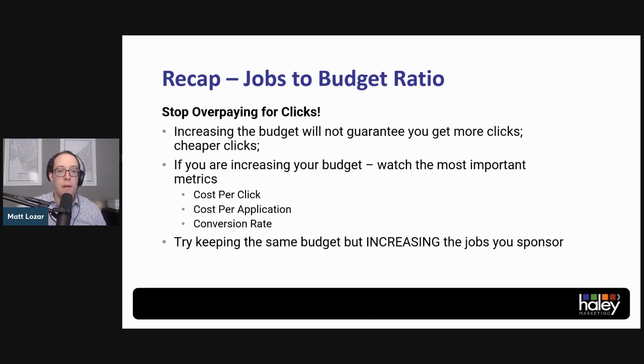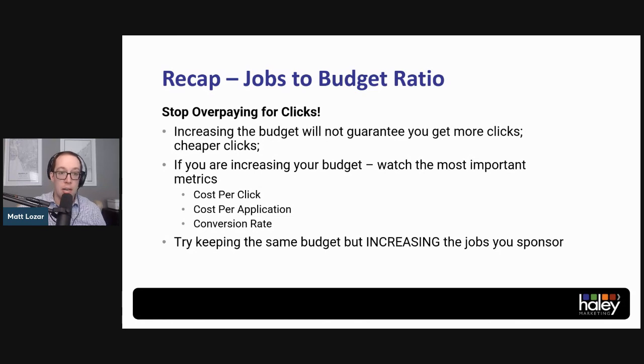Really important. What I want you to try is keeping the same budget, but increasing the jobs you sponsor, especially on Indeed right now. It's working really well. It's what we're doing for our clients. It's working really well, as you saw in those 2 examples earlier. Healthcare and warehouse, really great tactic that's working. It's backwards. I understand. It's working well.